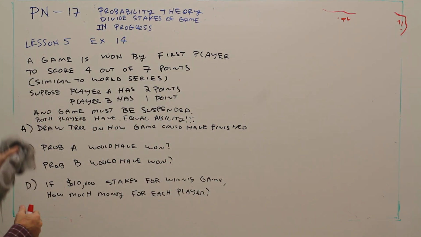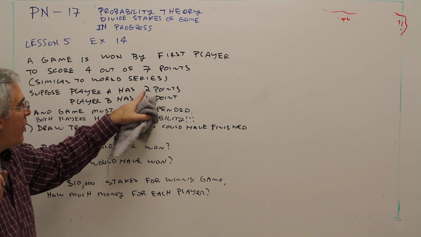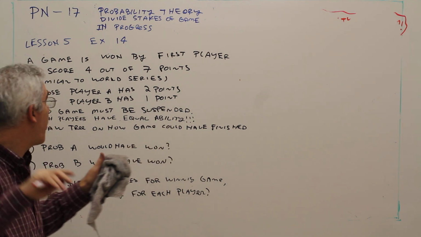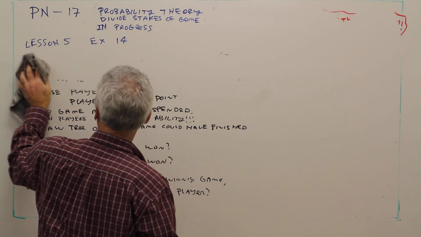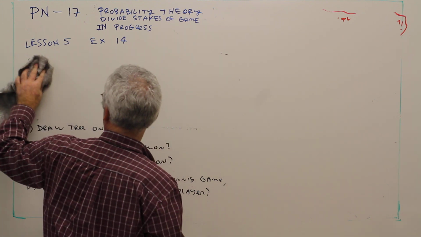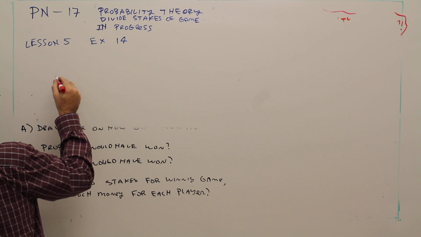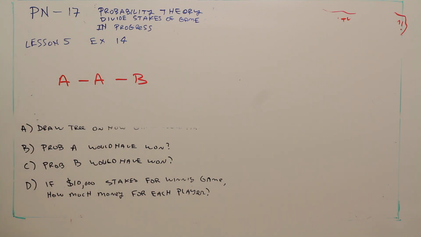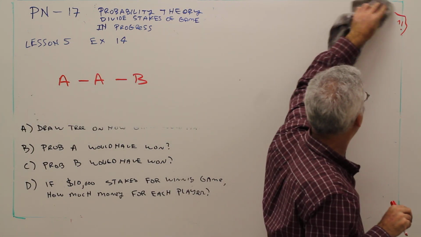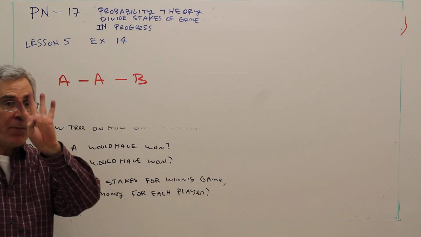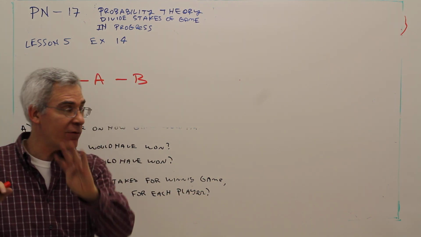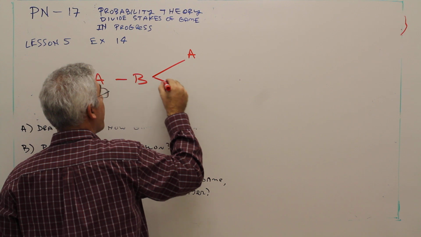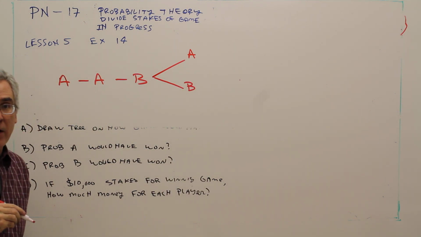Okay, just to give myself some more room, I'm going to erase this. Let's just remember A has 2 points, B has 1 point, and you've got to get 4 to win. So A has 2, B has 1. This has already happened. Then let's branch off. Again, remember you need 4 points to win the game. So I could branch off: either A could win the next point, or B could win the next point.